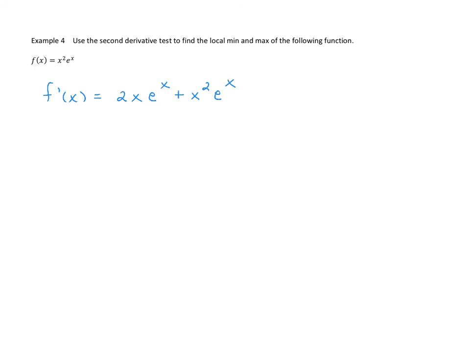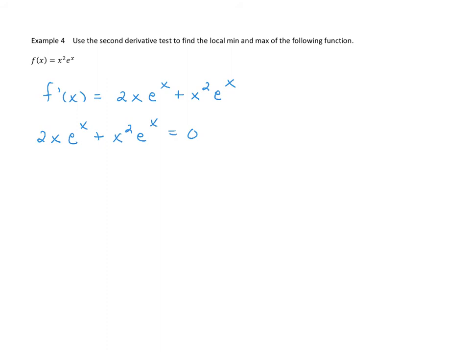All right, so if I want the critical values, that's wherever this thing is either undefined or equal to 0. It's always defined, so I'm just going to check to see where is 2x e to the x plus x squared e to the x equal to 0? I think it'll be helpful to factor this equation. That way we can check to see where each factor is equal to 0.